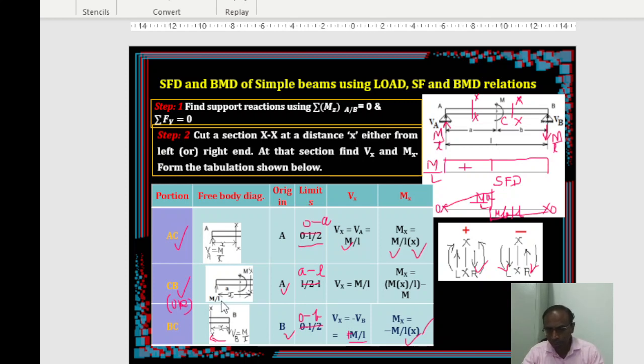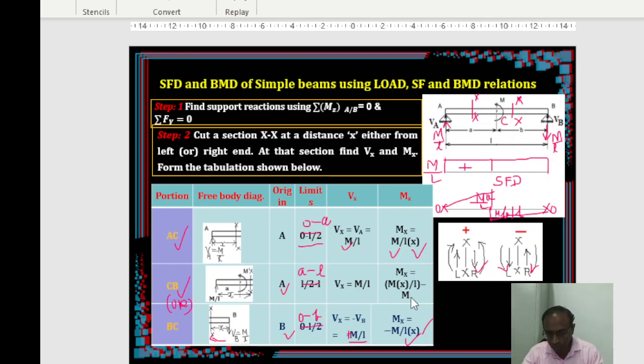So M by L here. You take a section in this region, but the origin is A. As I told you, the origin should be either from the left hand or right hand, not in between, right? So you take a section from A only, but in the portion of BC. So this is your whole section, and this is the free body diagram.